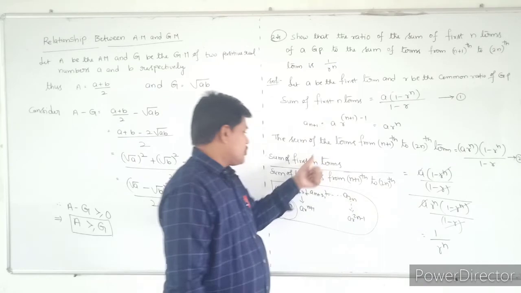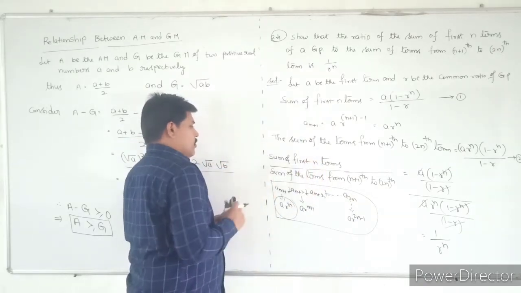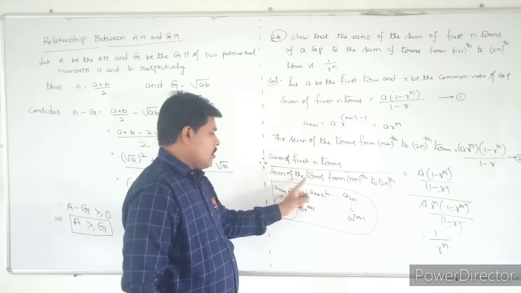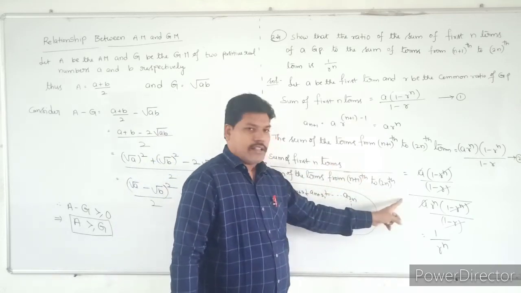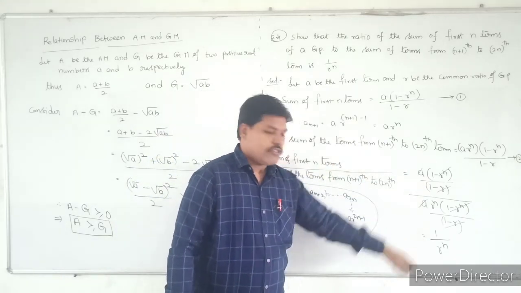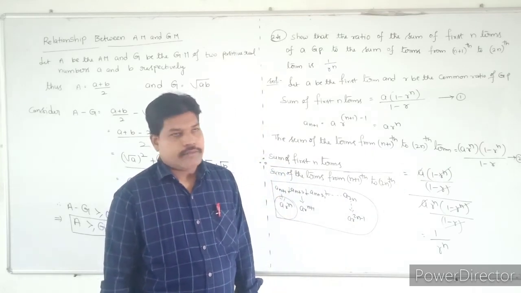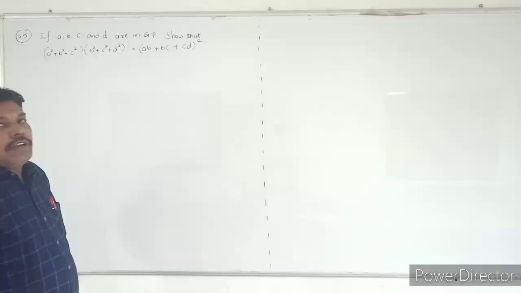So take the ratio here. Sum of first n terms by sum of the terms from n plus 1 to 2n. That is equal to, take the ratio and cancel all the terms. You will get 1 by r power n. Do all understand, students? See the question once again.